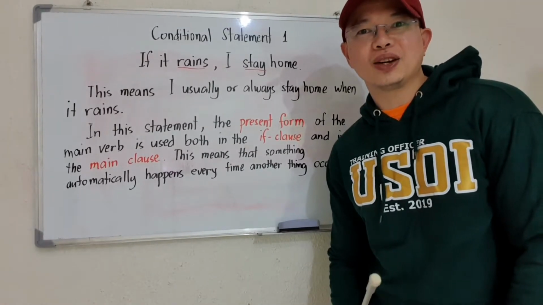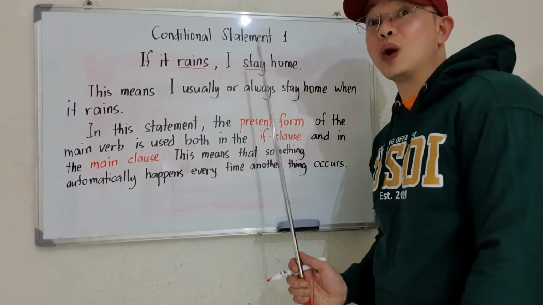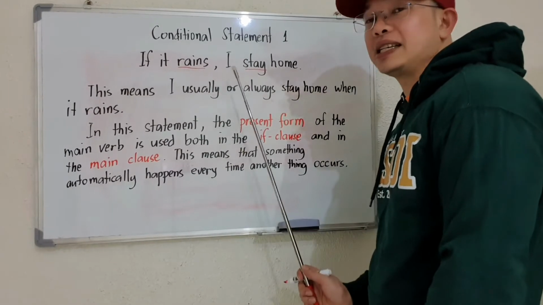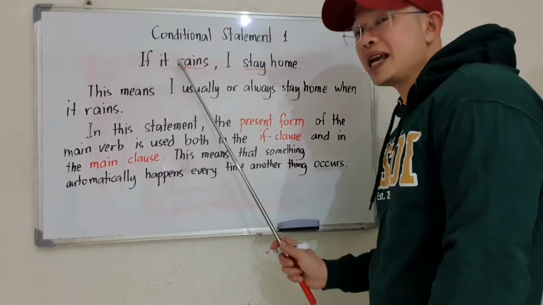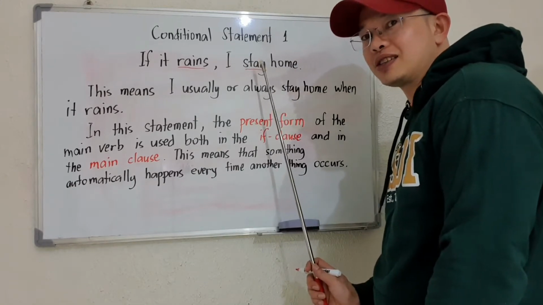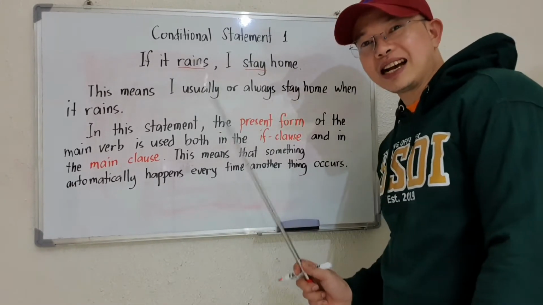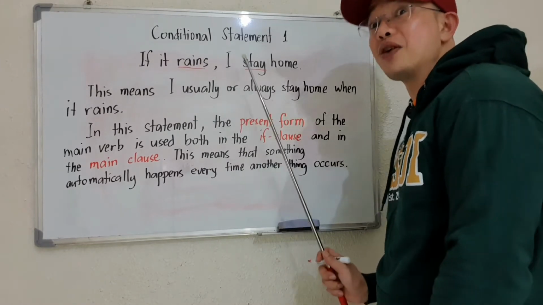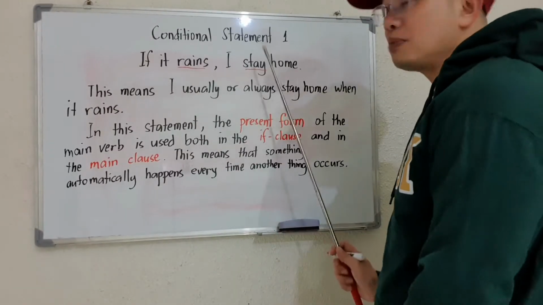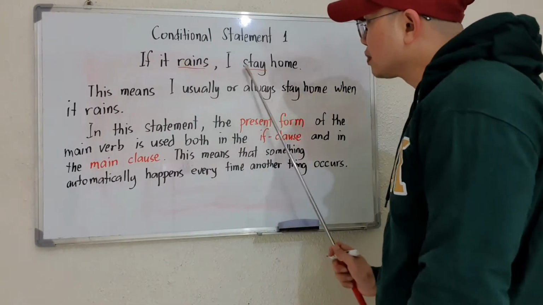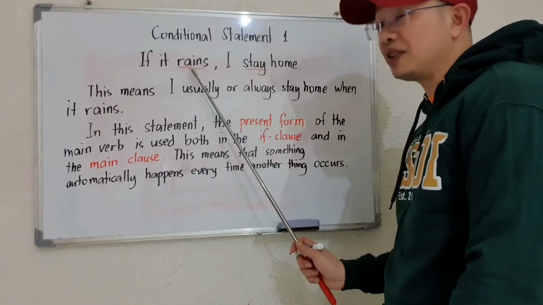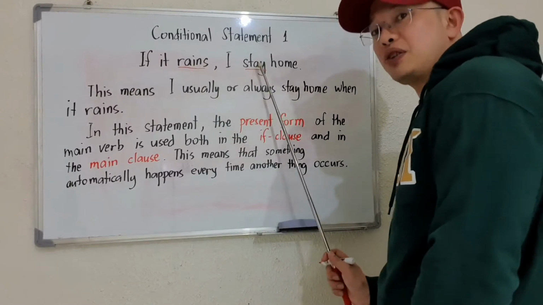Now, let's take a look at conditional statement 1. The example: if it rains, I stay home. If it rains is the if clause and I stay home is the main clause. This means that I usually or always stay home when it rains. As you can see in this statement, the present form of the main verbs is used both in the if clause and in the main clause.